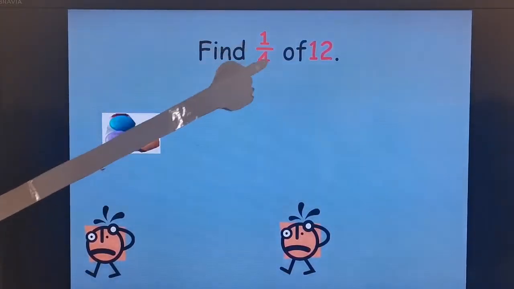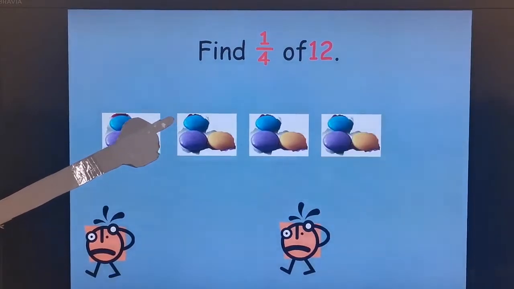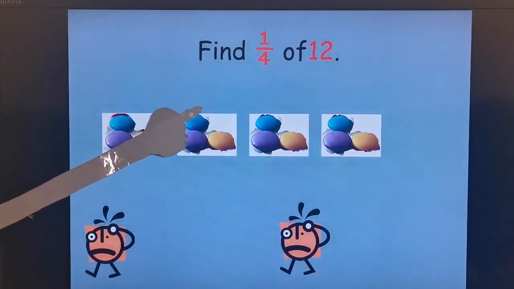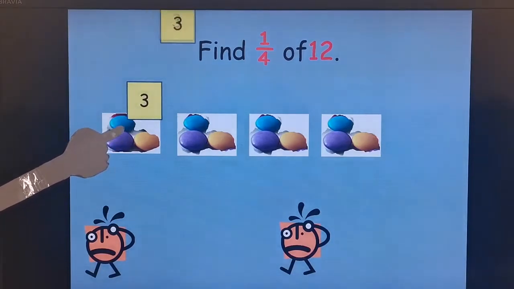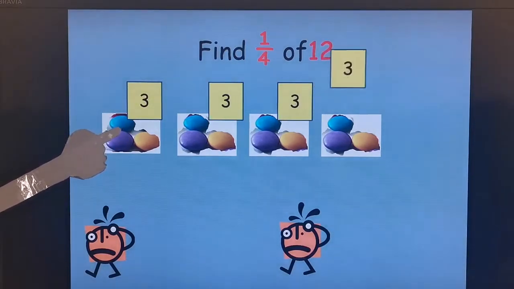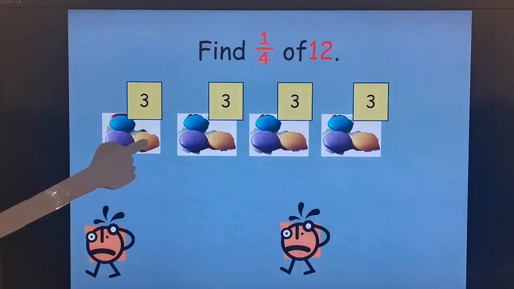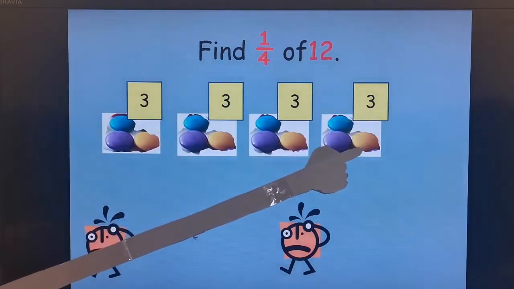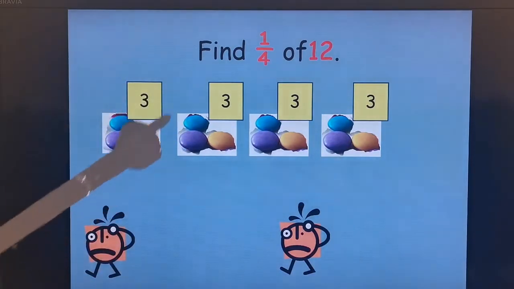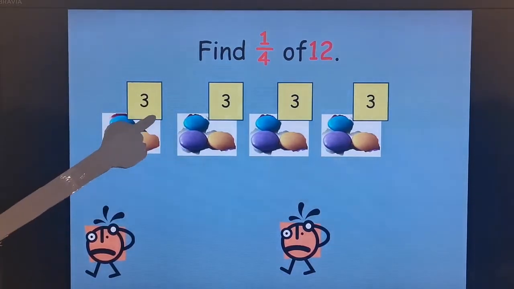Again, to find 1/4 of 12, we made these 4 groups. Now, in each group, how many do we have? Yes, let's count them. 1, 2, 3. 1, 2, 3. 1, 2, 3. 1, 2, 3. Yes, in each group, we have 3 Smarties.